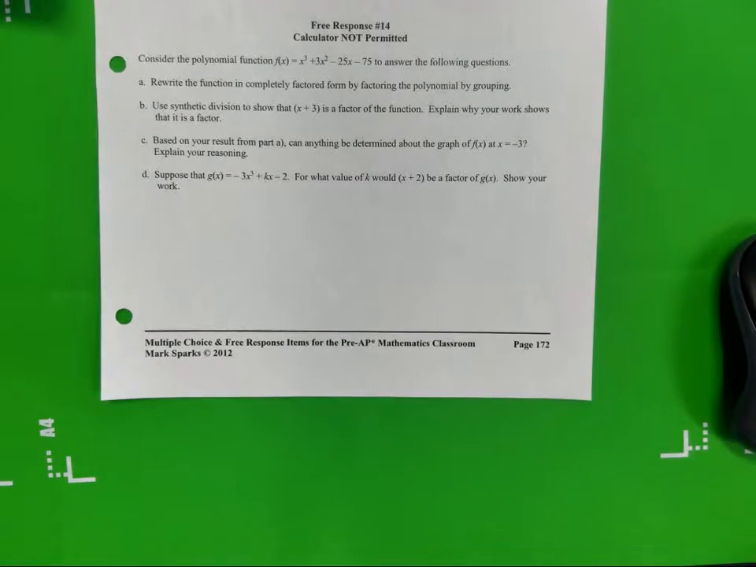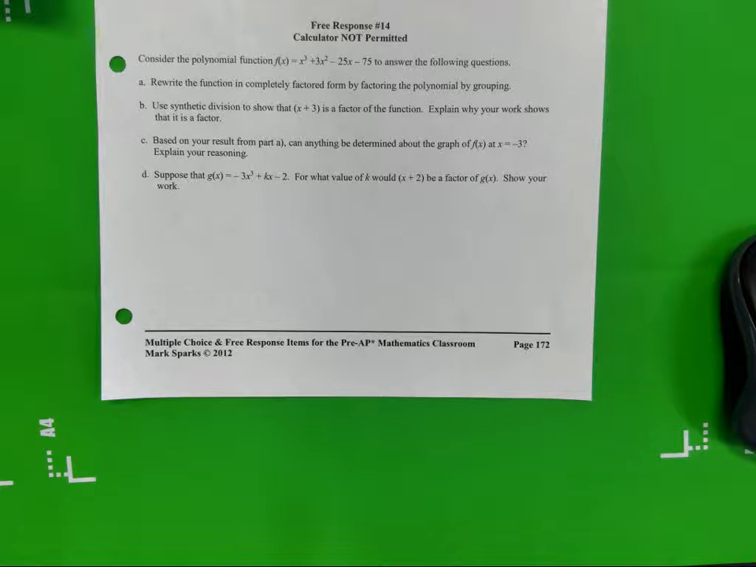Oh, I just want to throw this up here. Read. It says, consider the cubic polynomial function to answer the following questions. It says, rewrite the function in completely factored form, where they tell you it can be factored. How many terms do I have? I have 4. So I would factor by grouping. Okay, so that's part A.